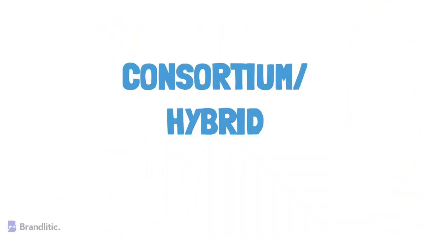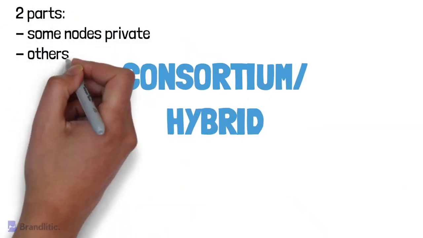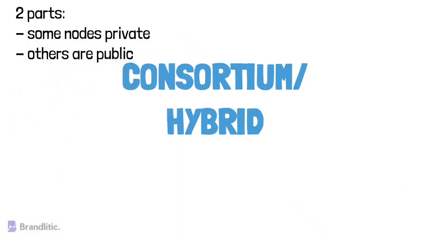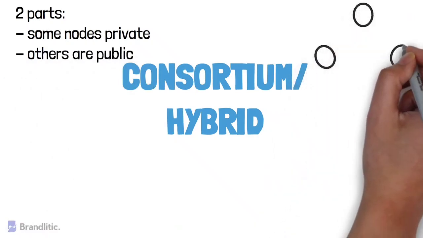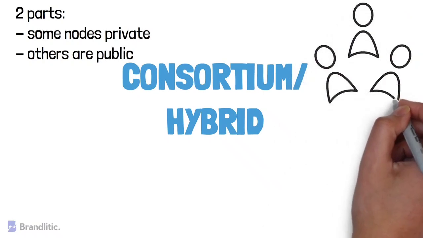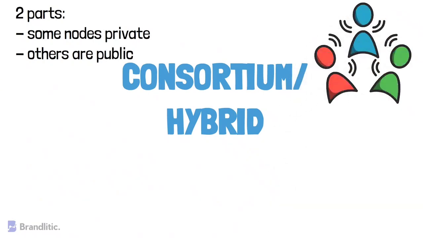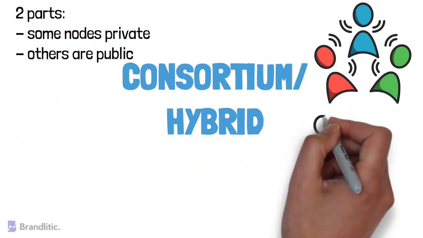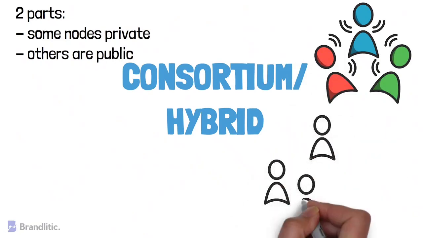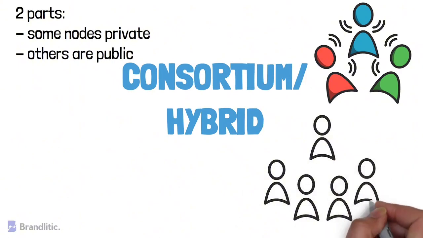Number 3. Consortium or hybrid blockchain. Now, this blockchain can be divided into two different types, where some nodes are private while others are public. As a result, some of the nodes will be allowed to participate in the transactions while the other nodes are supposed to control the consensus process. This comes out to be an ideal hybrid between private and public blockchain.